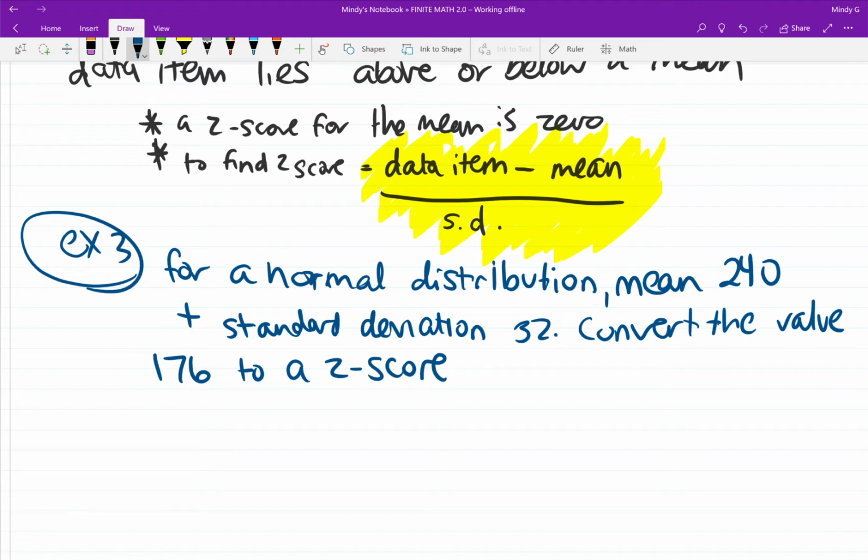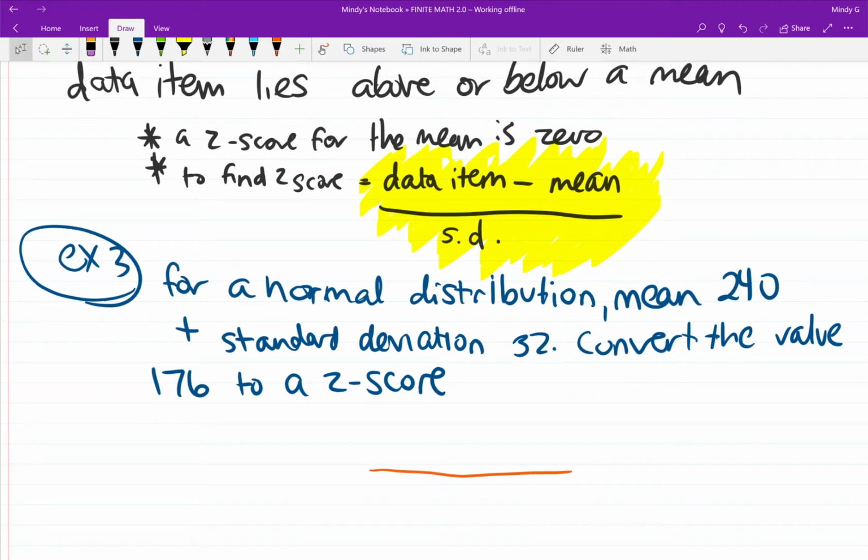For a normal distribution. All right, so this is quite simple, right? The formula is given here. To find the z-score, you just take the data item minus the mean divided by the standard deviation. So we're trying to find our z-score, and that's equal to the data item, which is 176, minus the mean, which is 240, divided by the standard deviation, which is 32. So what is your z-score?